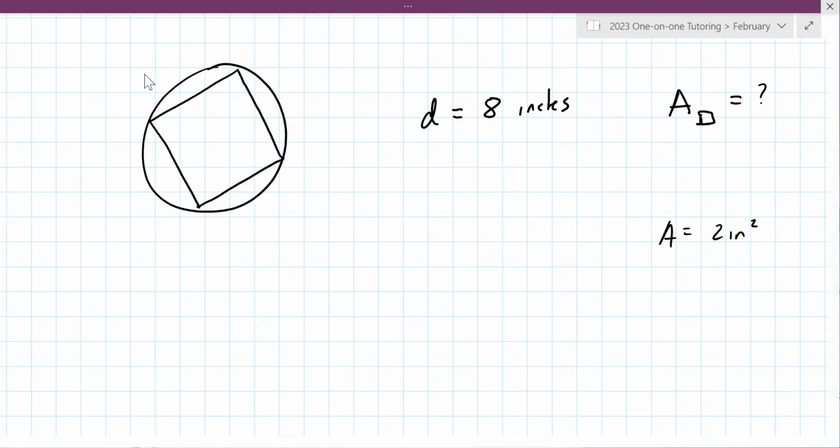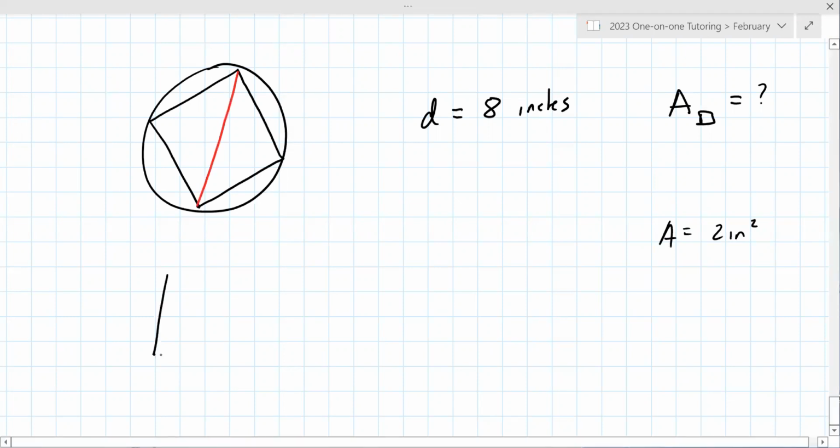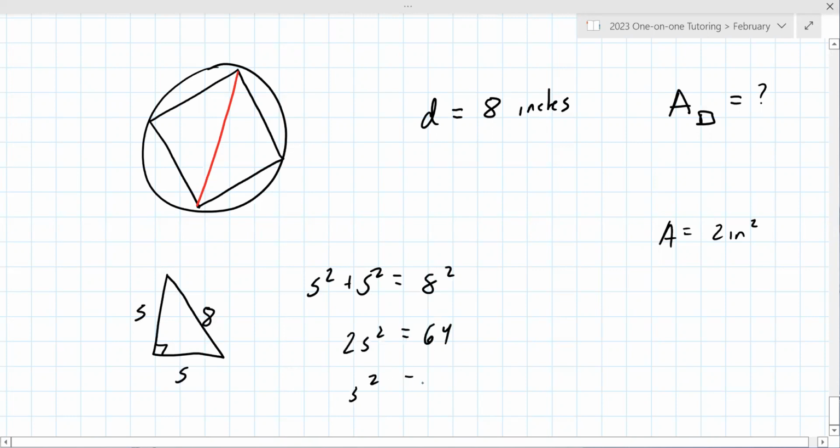So that diameter is the diagonal of that triangle there. So 8 and then s and s. So just like before, s squared plus s squared is 8 squared. So 2s squared equals 64. s squared equals 32. What did you get for a side length?